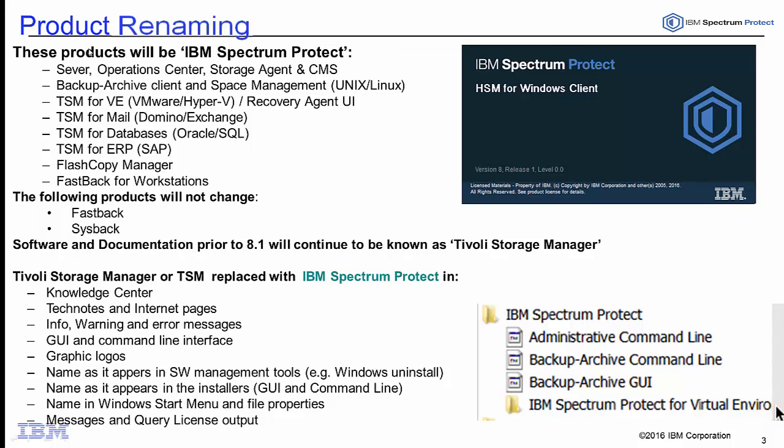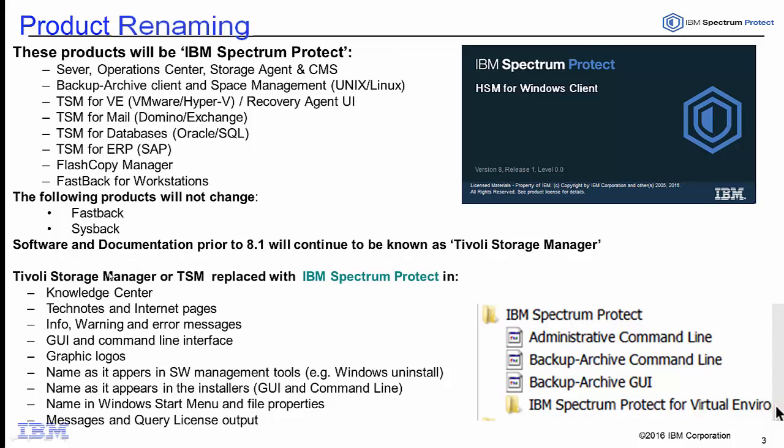And this is true for our server, operations center, storage agents, client management services, as well as all of our backup archive clients, space managements, virtual environments, mail, database, ERP protectors, as well as Flash Copy Manager and Fastback for workstations. The products that will not be rebranded are Fastback and Sysback. The software and documentation for versions prior to 8.1 will continue to be known as Tivoli Storage Manager.